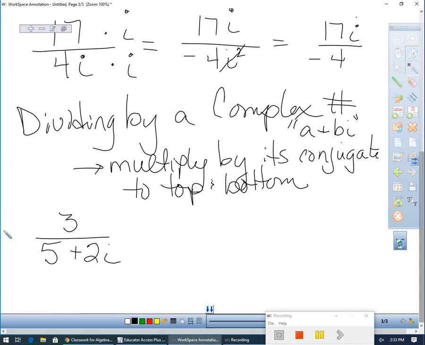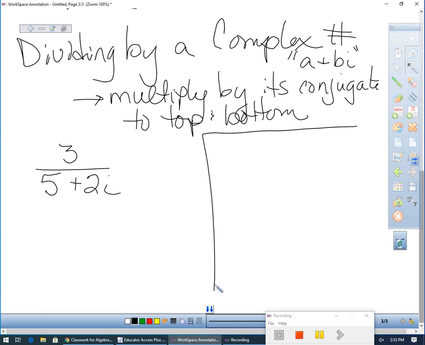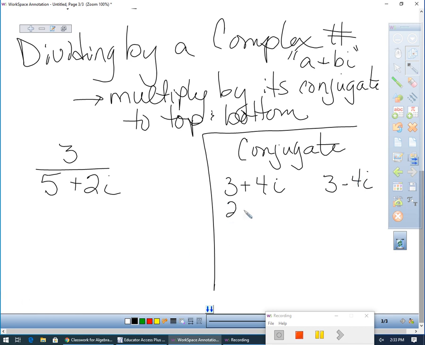Now, do we remember what a conjugate is? Maybe we need to back up a second. If we don't remember what that is, that makes it a little difficult. So let's side note for a second. Conjugate is the opposite I. So, if I have, for example, 3 plus 4I, the conjugate to that is 3 minus 4I. If I have 2 minus 5I, the conjugate is 2 plus 5I. Your conjugate is the opposite I. Okay, so we understand that?